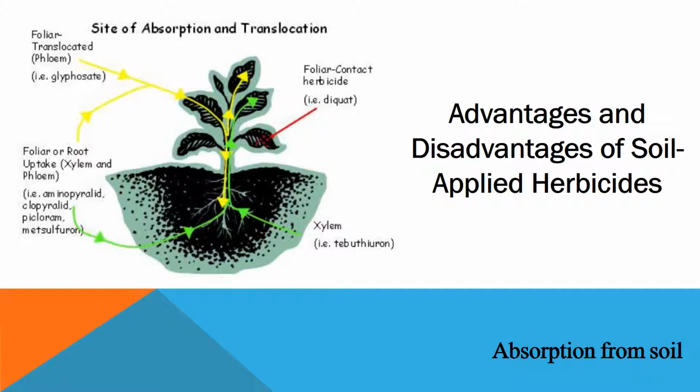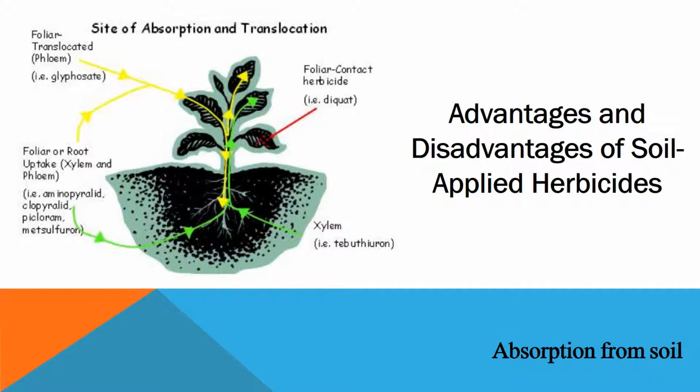Soil applied herbicides have important disadvantages. There is a tremendous dilution by soil and soil water following application, and the amount available to plants is low. There is a fixation by soil colloids, so adsorption, that reduces the amount of herbicides available for plant absorption.